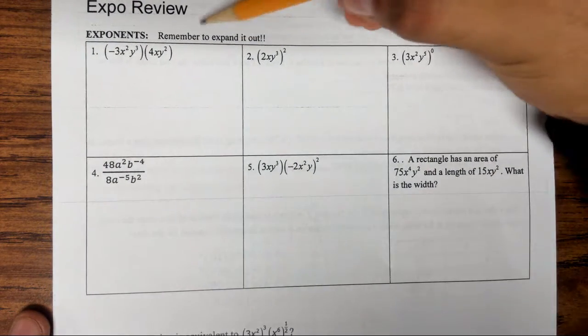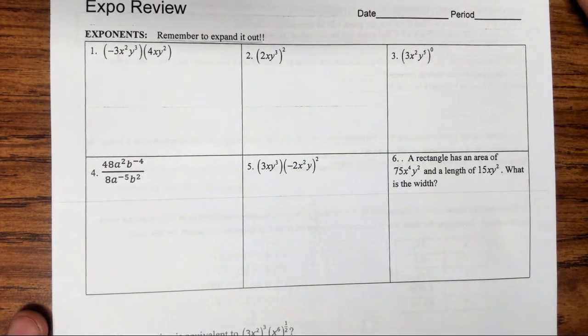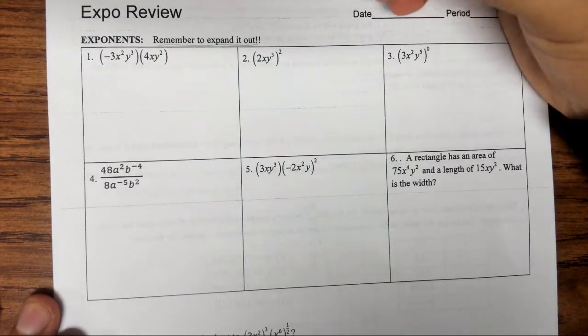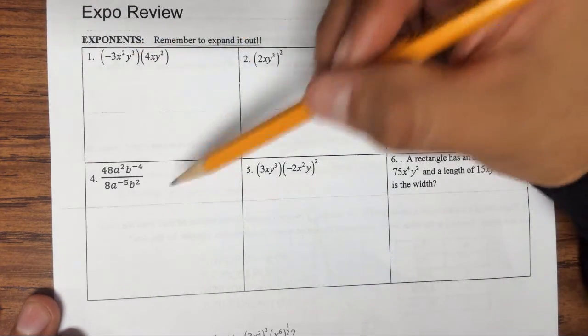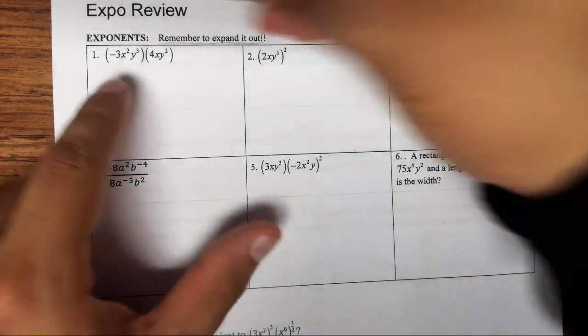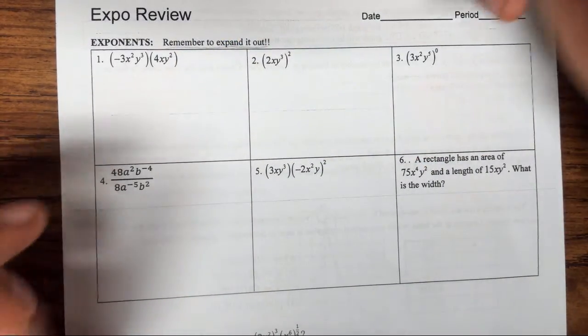So here on the exponent rules it says remember to expand it out. There's nothing wrong with you going in and expanding it out. The biggest mistake that I see whenever students are multiplying or dividing is that they mix and match and they don't remember which rule is which. So we're just going to go ahead and start off by expanding some of these out, and then we'll talk a little bit more about the rules.